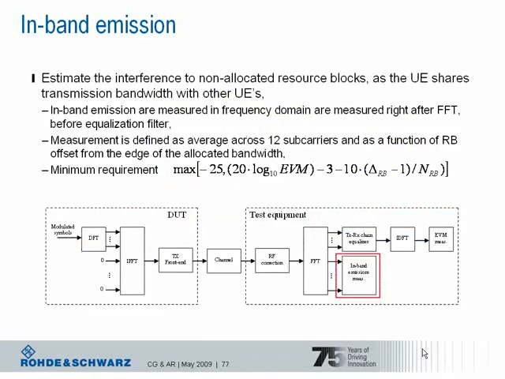One new measurement specified with LTE is in-band emission. With the in-band emission measurement, the interference to non-allocated resource blocks is estimated. You can think of it like this: in the uplink you have, for example, a 20 MHz channel equal to 100 resource blocks, and not all of those 100 resource blocks are assigned to the UE. Let's assume 20 resource blocks are assigned. So with the in-band emission, we check the impact of our UE on the resource blocks which are not assigned for transmission. So this is a very important measurement to check the impact of our UE's transmission.